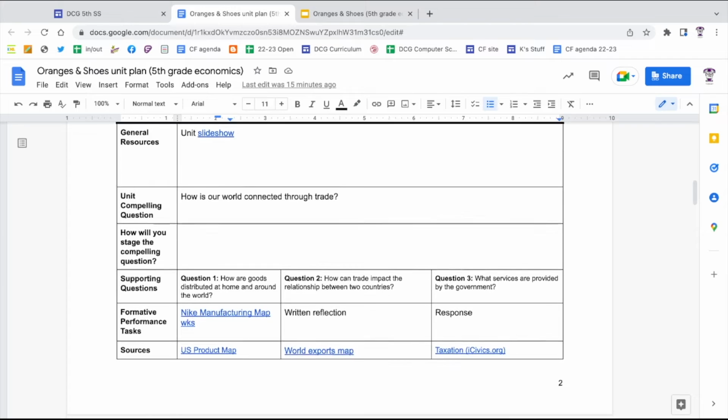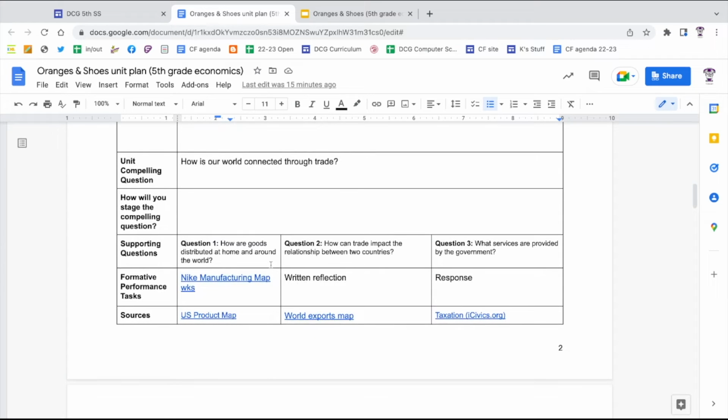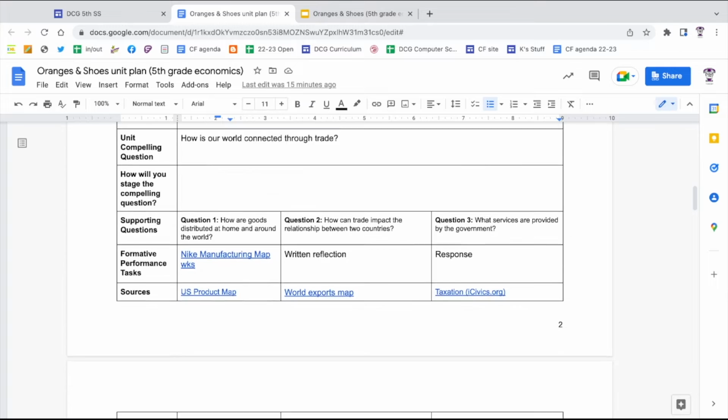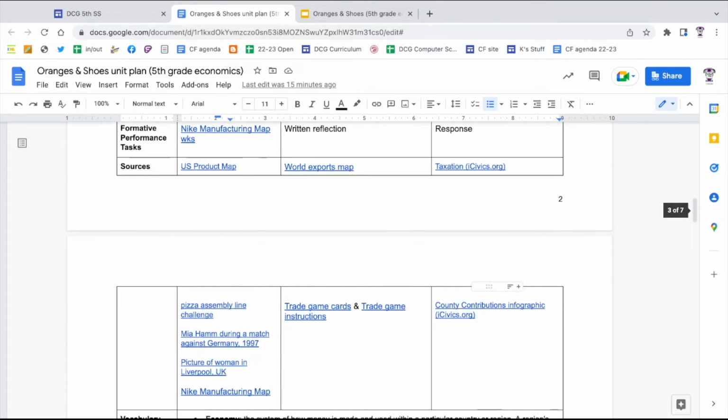The 3 supporting questions are, how are goods distributed at home and around the world? How can trade impact the relationship between 2 countries? And what services are provided by the government? Each of these questions has a formative task that is linked within the lessons itself and has specific sources below that you can see listed here. Maps and images are the main sources used in this unit as a way for students to make observations and gather information as an economist.